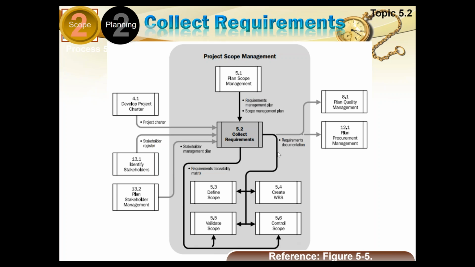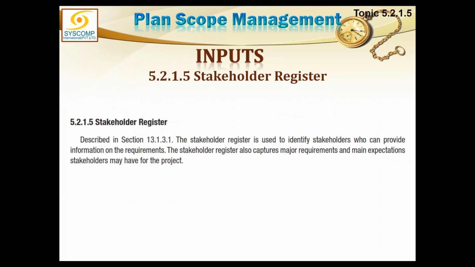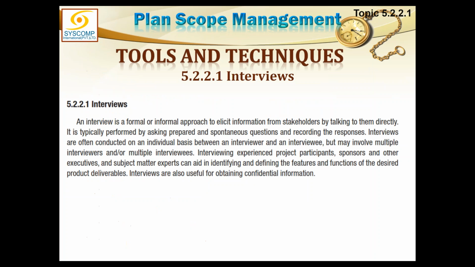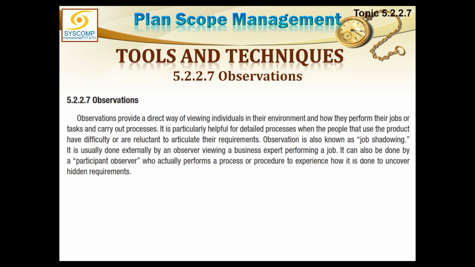The requirements documents are required by all of these processes. Even validate scope and control scope will require the requirements documents. Define scope and create WBS also require it. And outside of scope, we need to give these requirements documents to the quality management plan and to the procurement management plan. So these were the inputs we have discussed. Then the tools, I have elaborated each one of them. You can read through these if you want to understand them even more.